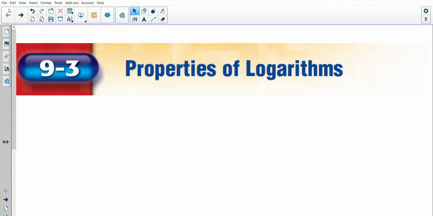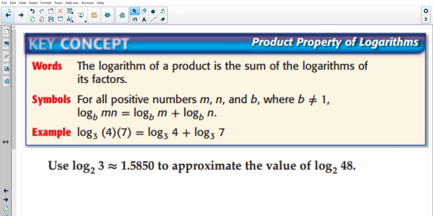In today's video, we're going to look at section 9-3, properties of logarithms. So the first property we're going to look at is the product property.